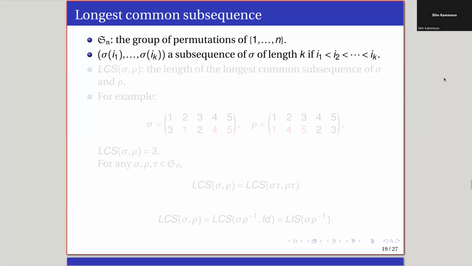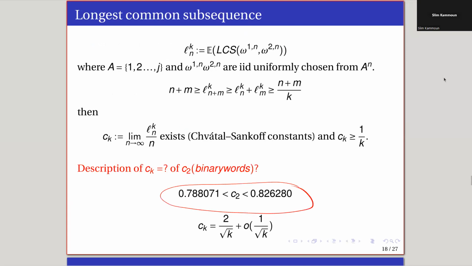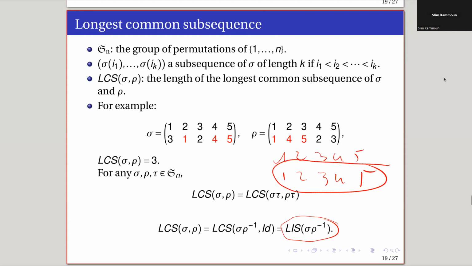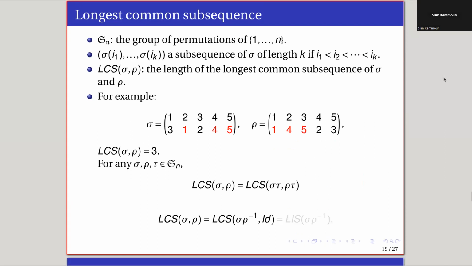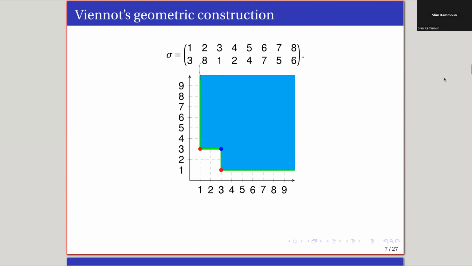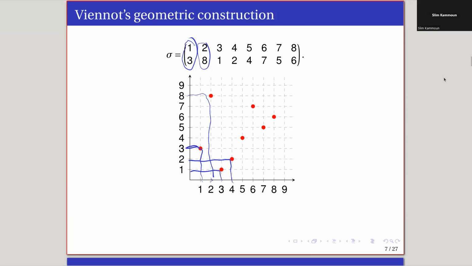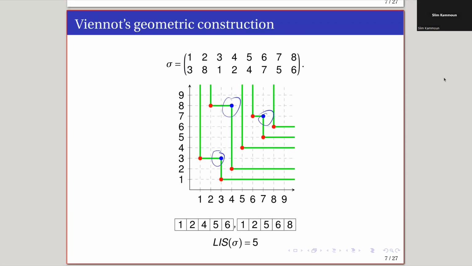One way to program it, even if it's not really optimal, is to use this property. The longest common subsequence of sigma and rho is just the longest increasing subsequence of sigma rho minus 1. So step number 1, you calculate sigma rho minus 1. And step 2, you apply what I showed you here. The number of steps will be exactly the length of the longest increasing subsequence of sigma rho minus 1. So this will give you the longest common subsequence of sigma and rho. Does it answer your question or not? Yes, yes, of course.